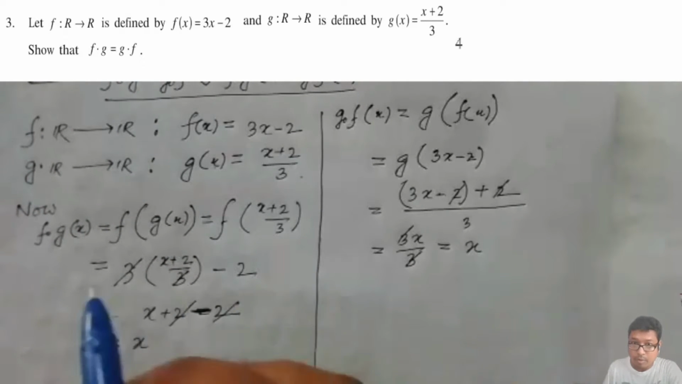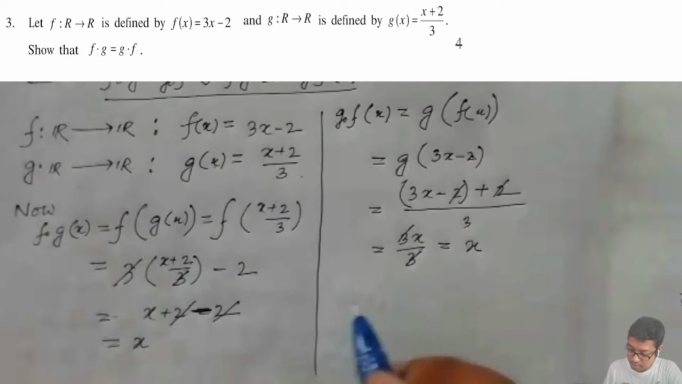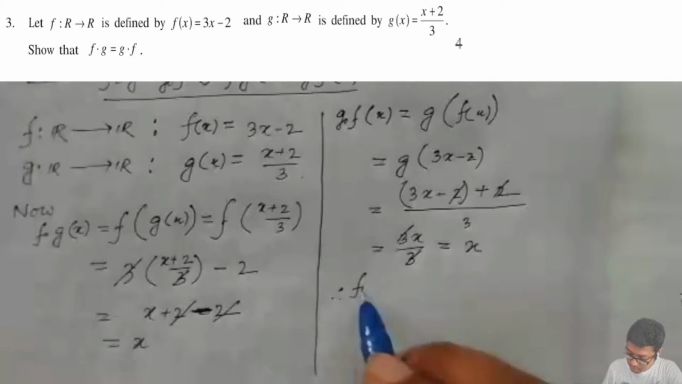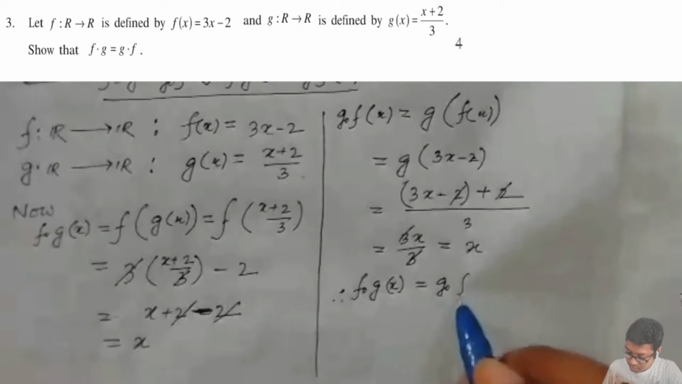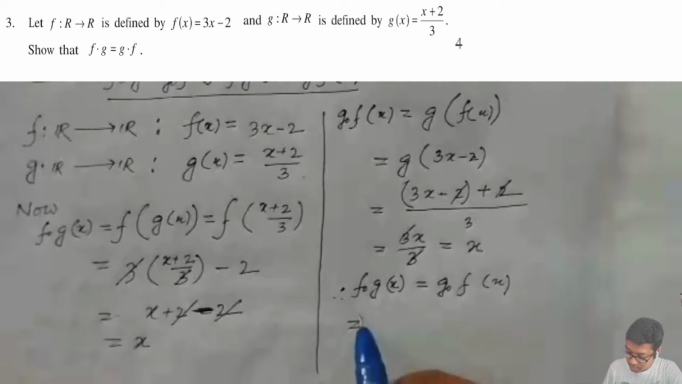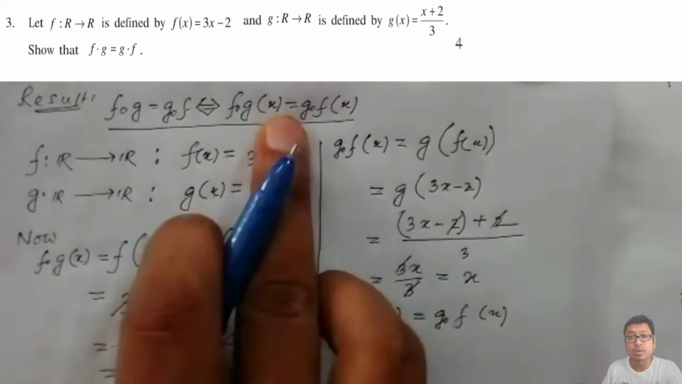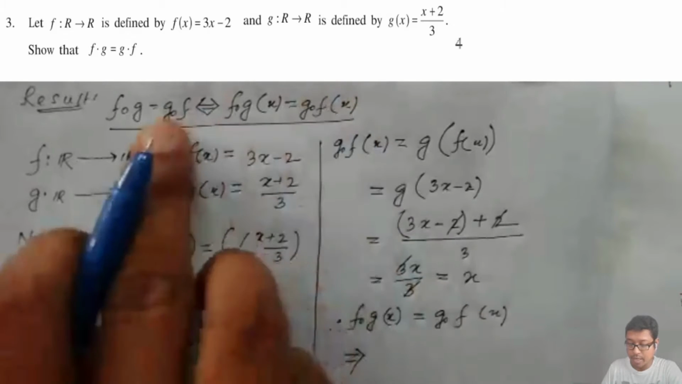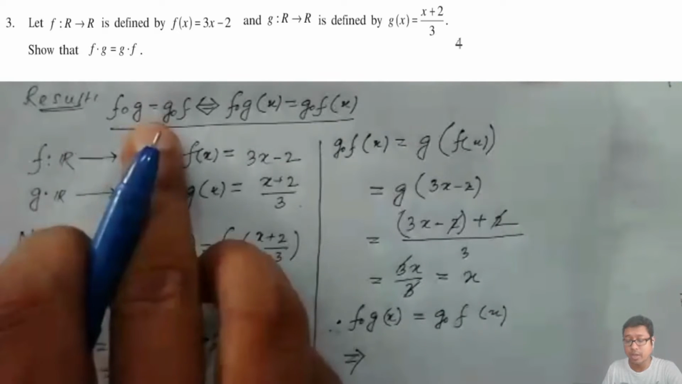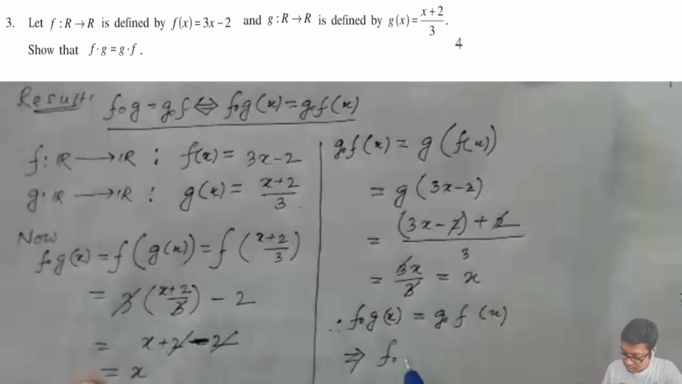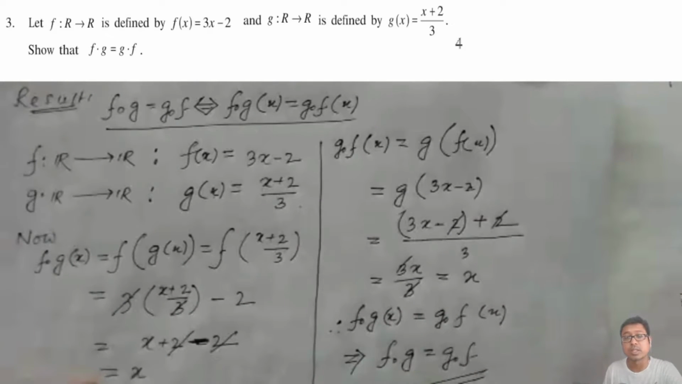Okay. So from these two, I can say f dot g of x is equal to g dot f of x. Therefore, f dot g of x is equal to g dot f of x. This implies, as we have the result, f dot g of x is equal to g dot f of x, so f dot g is equal to g dot f. Hence, we have the answer here. Okay.